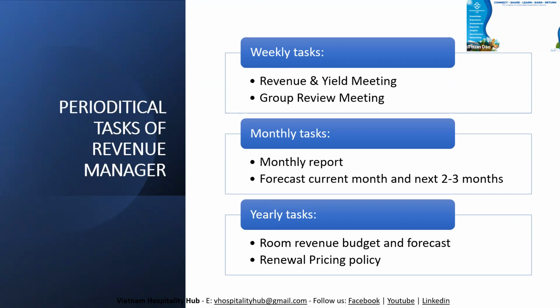Besides these main tasks, of course, there is another kind of task that may be called an unnamed task. Maybe if we have any problem in terms of business, the GM calls a meeting, the owner calls a meeting, or the director of sales and marketing calls a meeting, so revenue has to come and join. There are many other things that may not be in the list, like the daily tasks. Maybe it comes when the business has a problem. So that's the task of the revenue manager. Any question about this?